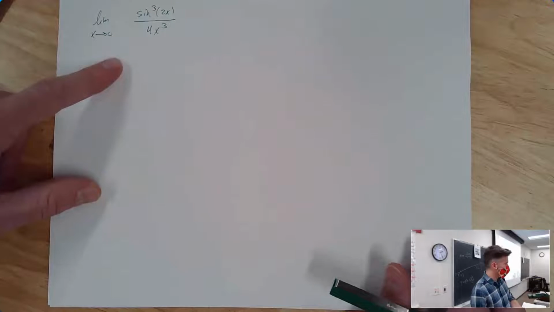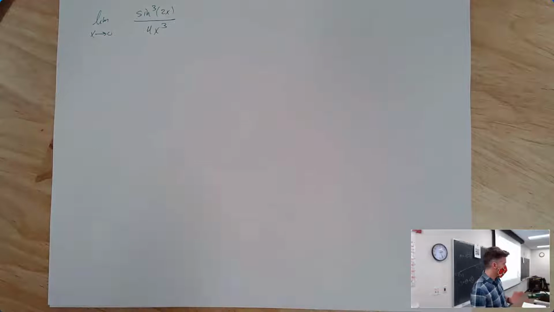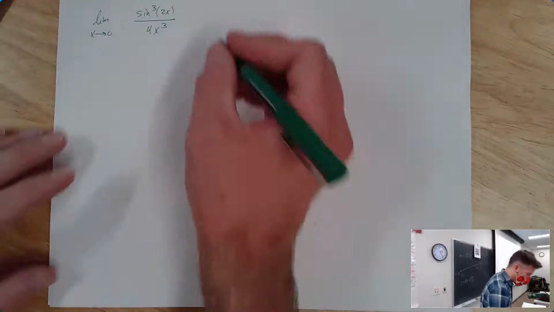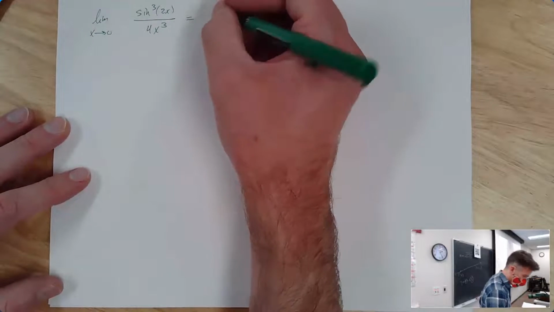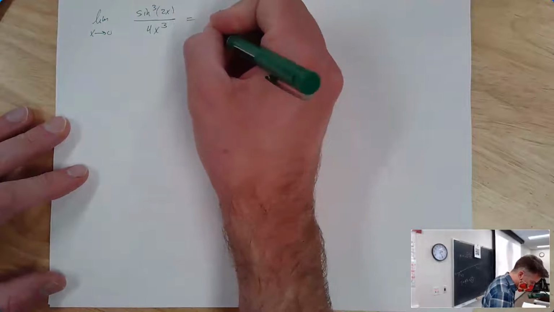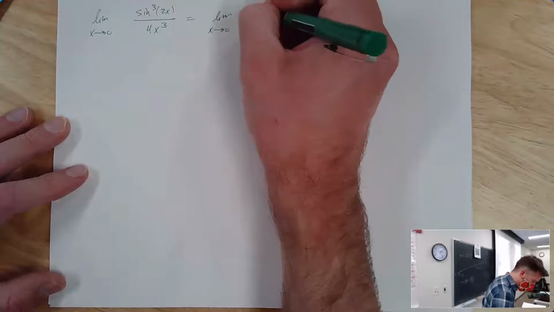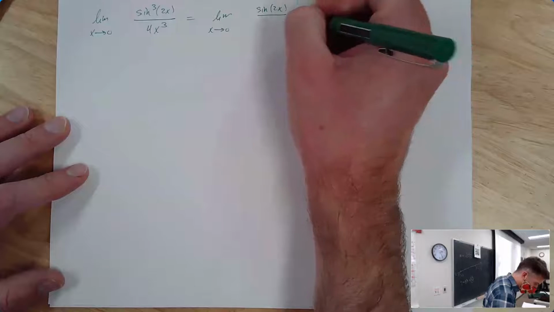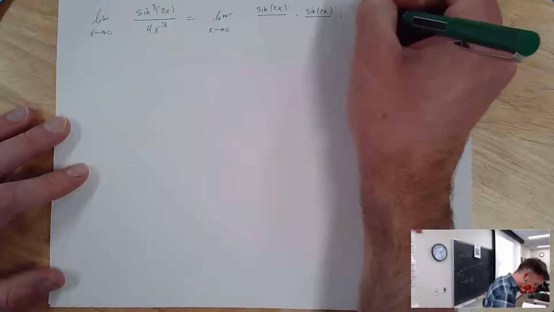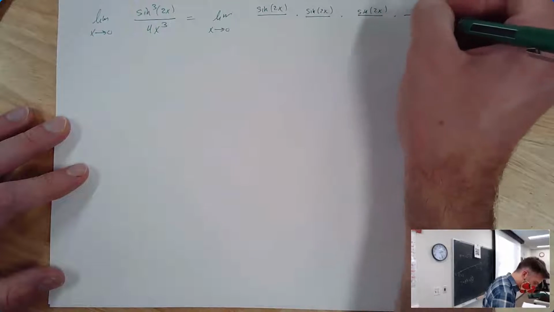I think we've talked about ones like this, right? The sine x over x ones where the limit's 1. If I was doing this limit, I wouldn't use L'Hopital's rule. I would instead write it as sine of 2x times sine of 2x times sine of 2x times something over 4x cubed.